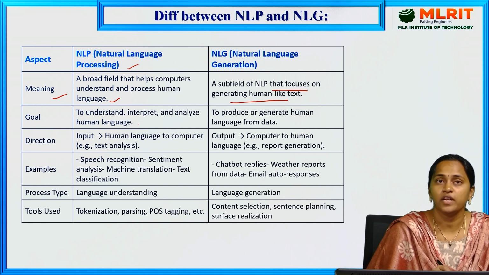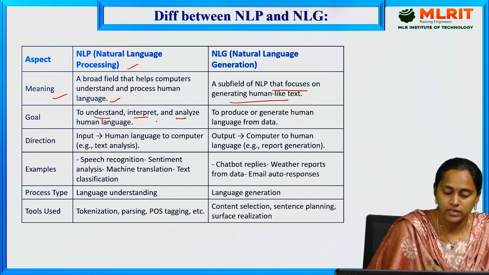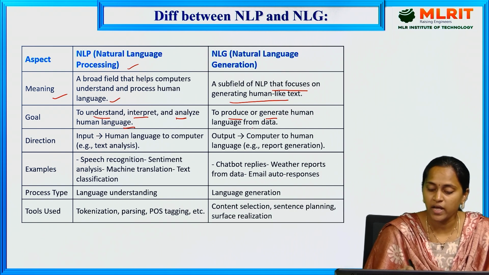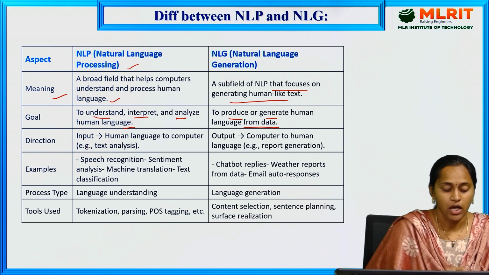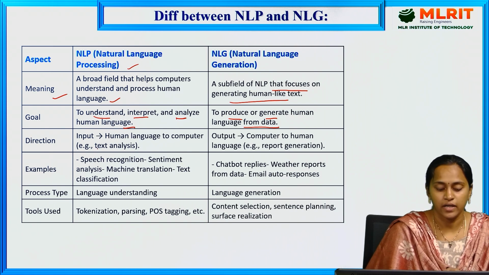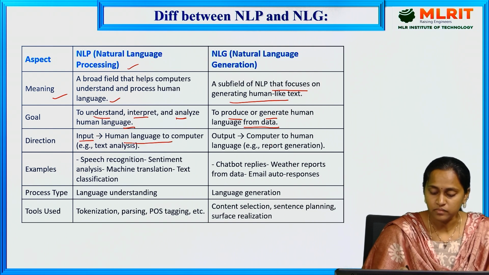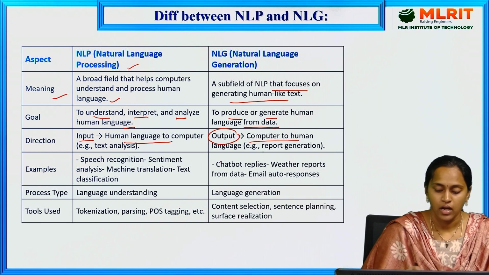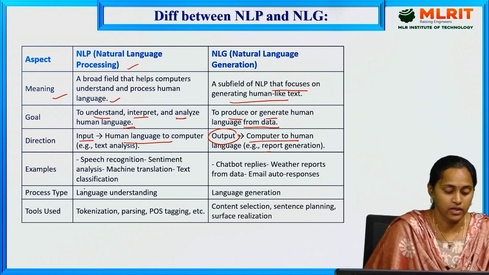So what is the goal of NLP? To understand, interpret, and analyze human language. What is the goal of NLG? To produce or generate human language from data, meaning machine-readable data. This is the goal of NLP and NLG. Coming to the direction aspect: in NLP, input is taken from the human and given to the computer, like text analysis. In NLG, output is taken from the computer and generated for the human, like report generation. The report is taken from the computer and generated in human understandable language.